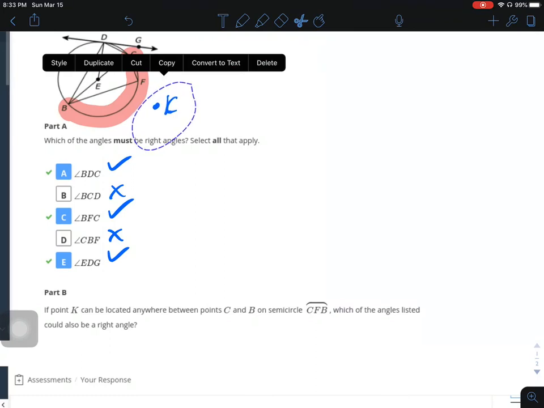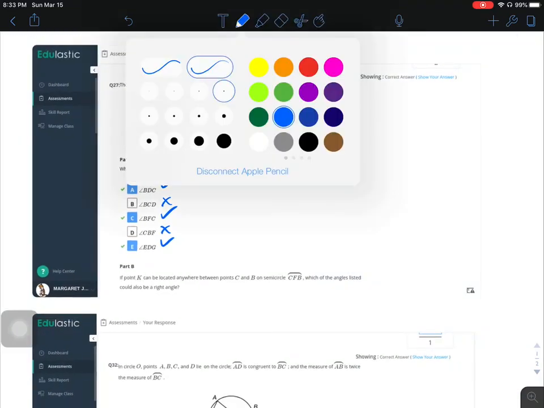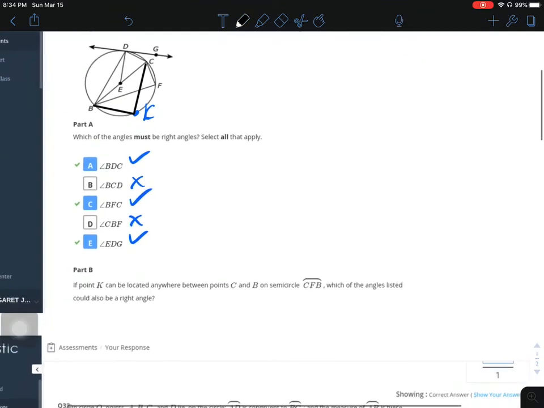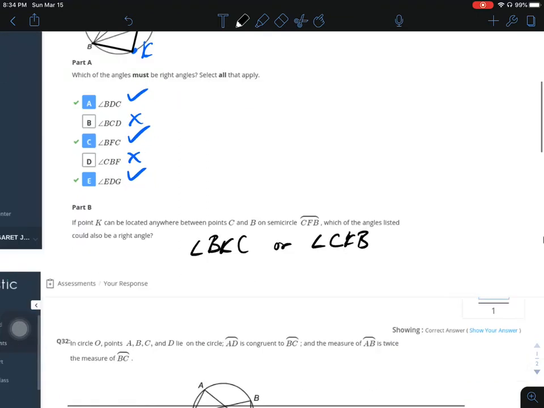Which of the following listed angles could also be a right angle? Well, the only one that could be a right angle is an angle that names BKC. Then it wouldn't matter where K is because the intercepted arc is going to be a semicircle. So the answer should be BKC or angle CKB. Neither of those were listed, so that means none of the answers were correct. I apologize. Please forgive me.